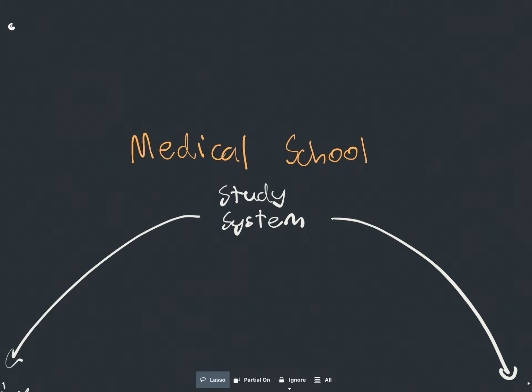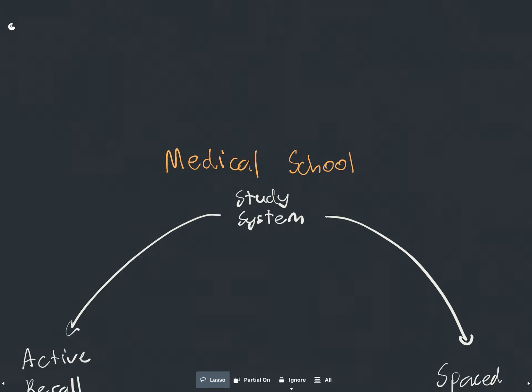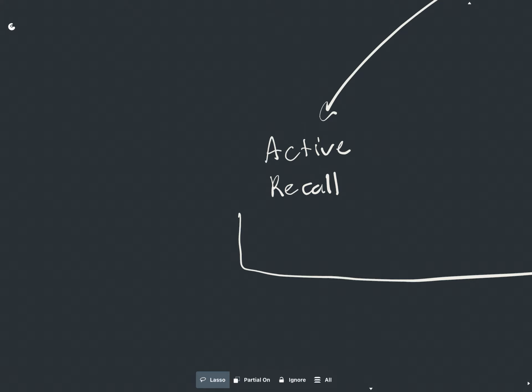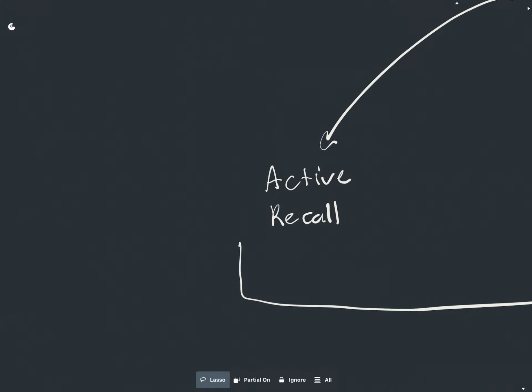So the core of this method is active recall and spaced repetition. For those of you who've looked into evidence-based study techniques before, you're probably really familiar with these terms. But for those of you new to this, I'll just give you a quick overview. Active recall is just forcing yourself to recreate information from your memory. A good example of that is flashcards.